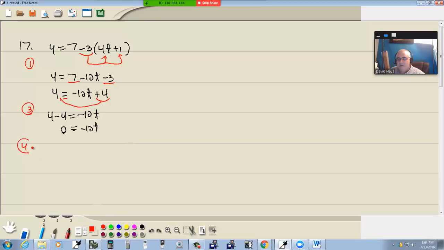And then step 4, divide both sides by the number in front of your t, the coefficient. So divide both sides by negative 12. And 0 divided by anything is 0. So that would be our answer.